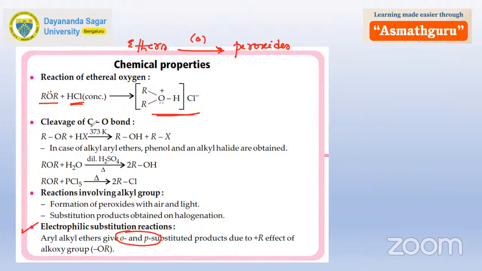And when you take cleavage of the CO bond, an important reaction is the reaction with HX. When it reacts with PCl5, it forms RCl. When it reacts with water, it forms alcohol. Whereas in the case of reaction with HX, this is very, very important. I will show you the reaction with HX. I will take 3 cases and show you.